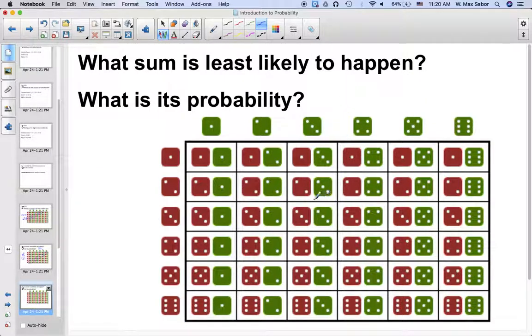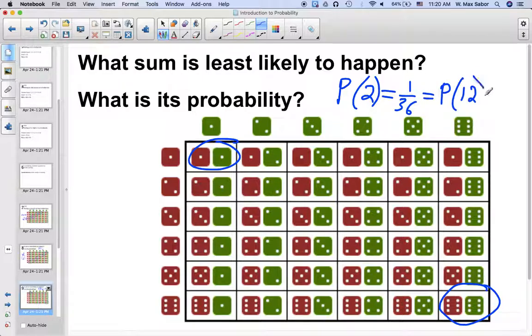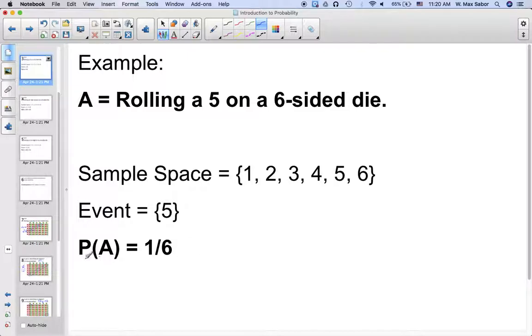What sum is least likely to happen? Well, there are 2 numbers here that only appear once, and that's a 2 and a 12. So the probability of 2 is 1 out of 36. It's also the same as the probability of rolling a 12. That notation just means the probability of this event. I showed that here. Probability of event A was 1/6.